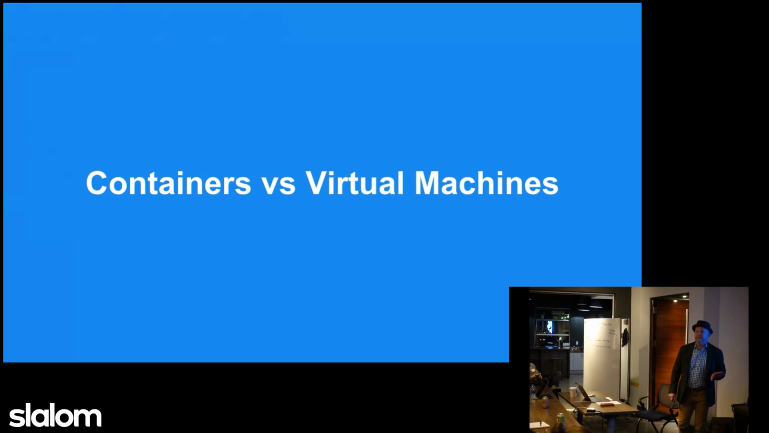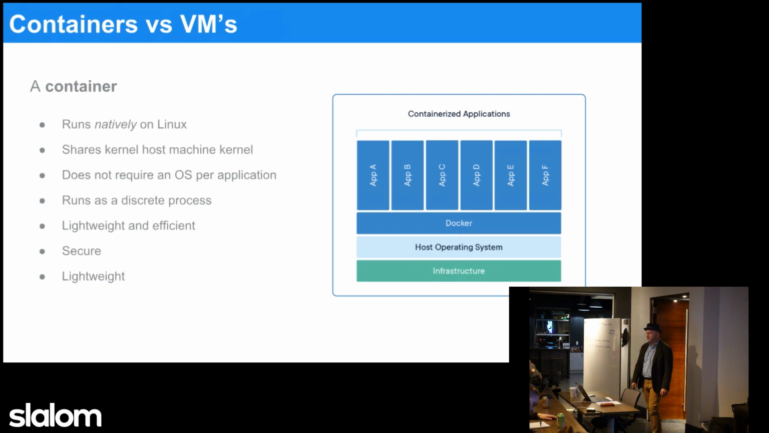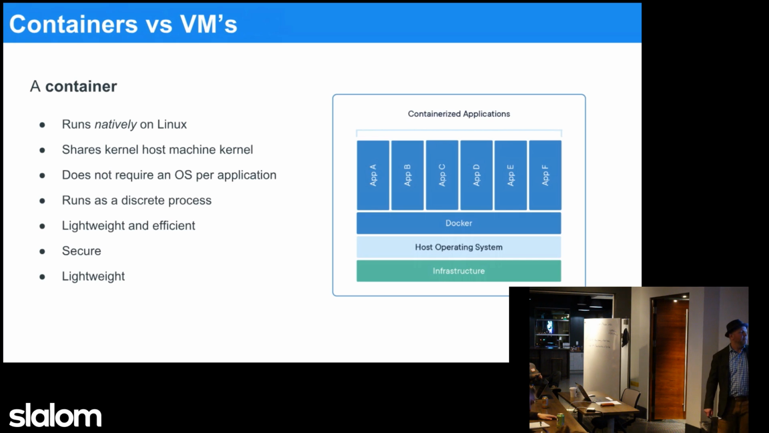most people are generally familiar with the concept of virtual machines. So in a containerized application, what you have is the infrastructure and the host operating system, which hosts the Docker daemon that hosts a bunch of apps or containers that run on the host operating system. Those containers run natively on Linux, and they share the kernel of the host machine. So it's a shared model.